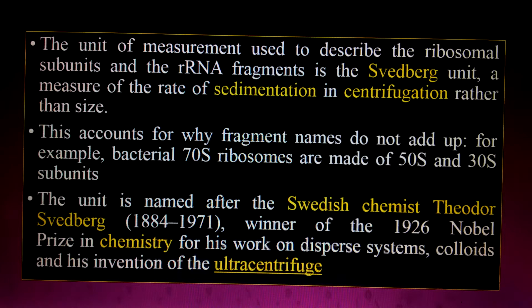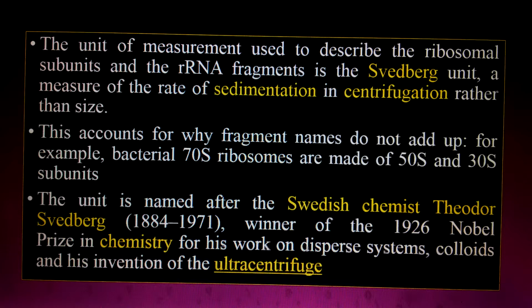This is the measure of the rate of sedimentation in centrifugation rather than the size. That's why fragment names do not add up. Like the prokaryotic ribosome is 70S and the eukaryotic is 80S. But the 70S ribosomes are made up of 50S and 30S. If you add 50 and 30, then it will become 80S. But no, the case is not like that. This is the rate of sedimentation. So 50S and 30S make the 70S. This is not considered as size. This is used for the rate of sedimentation.